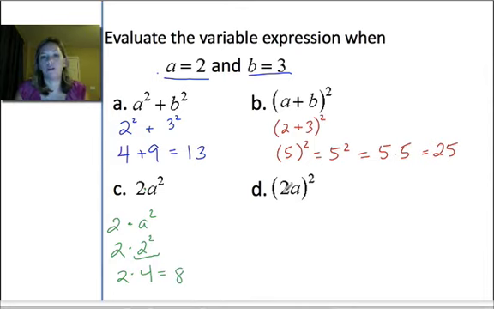All right, we got just one more to go here. Now notice how this one has parentheses around the product of 2a. Different than in part C where it was 2 times a squared. This one is the whole product, 2a. That whole thing is getting raised to the second power.